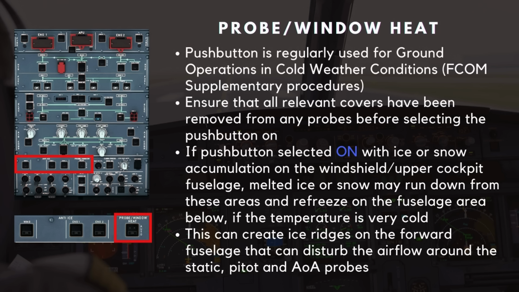Also, if the push button is selected on with ice or snow accumulation on the windshield and/or the upper cockpit fuselage, then melted ice or snow may run down from these areas and can refreeze on the fuselage area below if the temperature is very cold. This can create ice buildup, known as ice ridges, on the forward fuselage that can disturb the airflow around the static, pitot, and angle of attack probes.